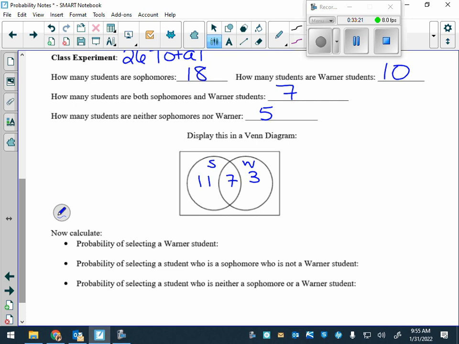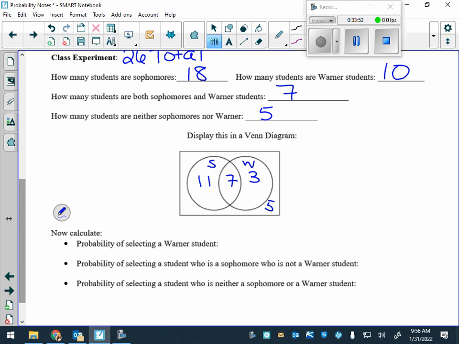So we have 26 students in total. How many do we have in this Venn diagram already? 21. Okay. So how many are neither? 5, right? Yep. 5, which we already calculated. Where would you put that? Like on the outside? On the outside, but still in the box.